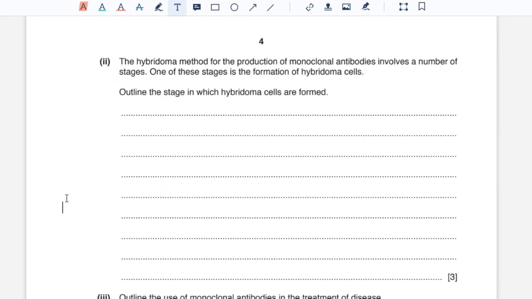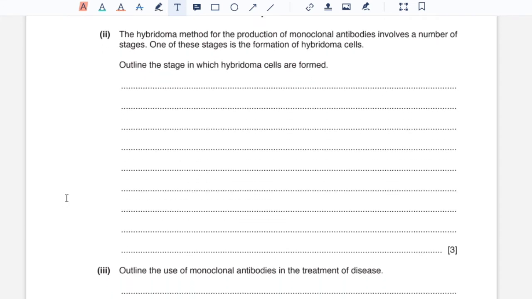2. The hybridoma method for the production of monoclonal antibodies involves a number of stages. One of these stages is the formation of hybridoma cells. Outline the stage in which hybridoma cells are produced. So these cells are produced when plasma cells fuse with cancer cells. The plasma cells are the ones that have been collected from the spleen of a small animal like a mouse, when it's injected with a particular antigen against which you want to synthesize particular antibodies. Those specific plasma cells would be present in the spleen of this animal, where you'd be able to collect them from, and then you would fuse them with cancer cells.